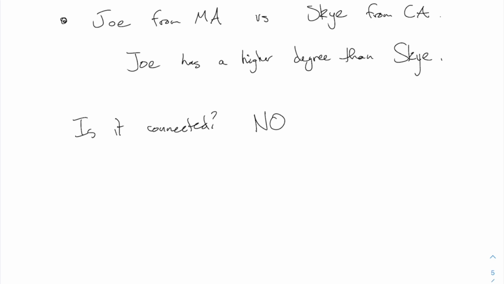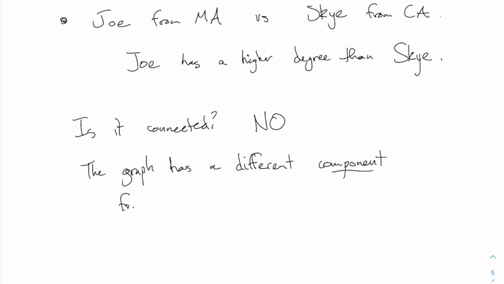Actually, there will be pieces of the graph for each different state. Each different state has its own region in the graph that are all disconnected from one another. Actually, those are called components. So this graph has a different component for each state.